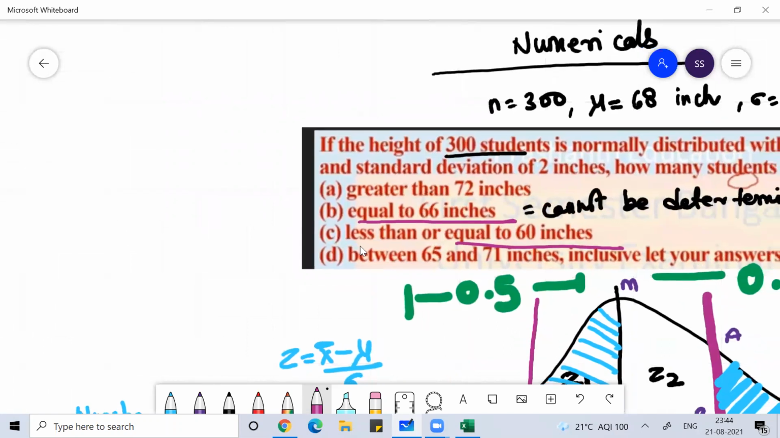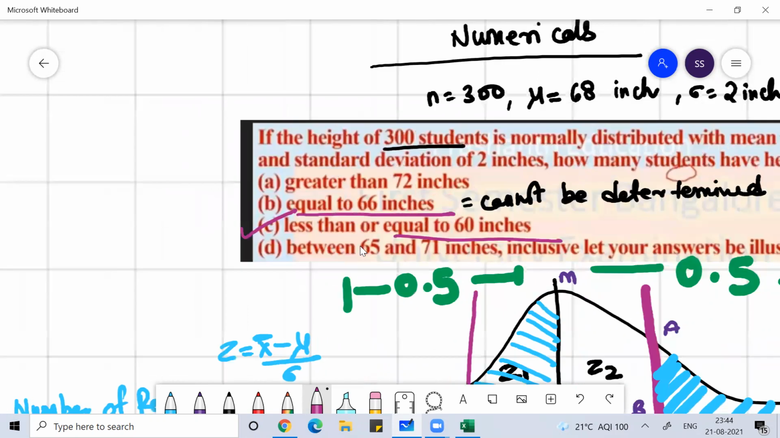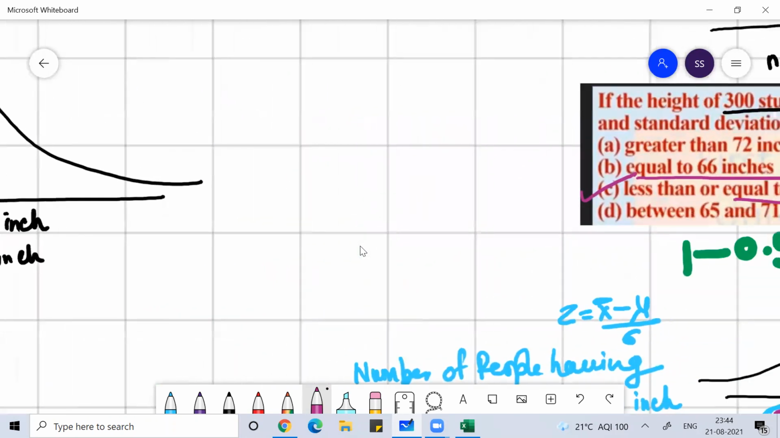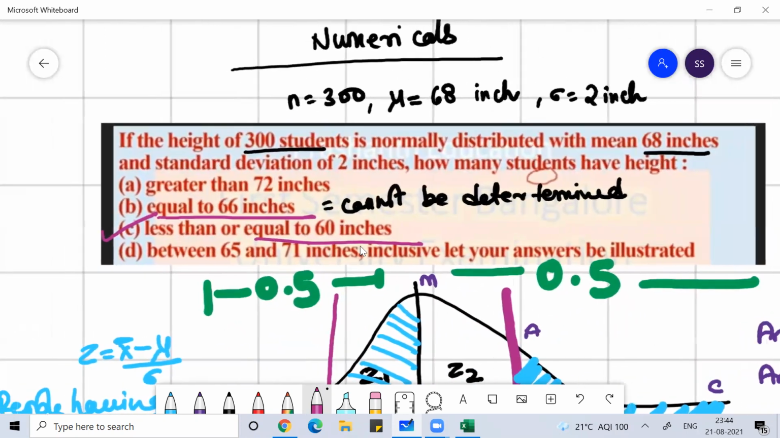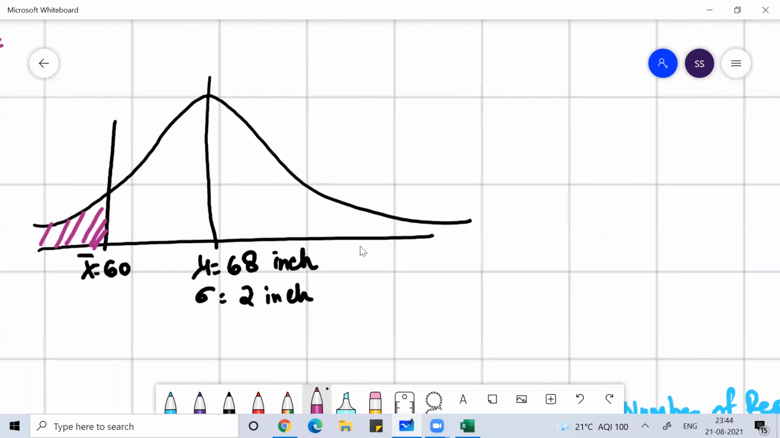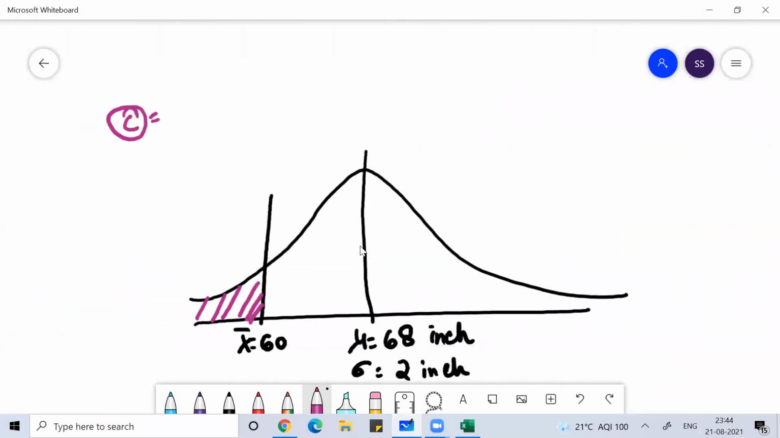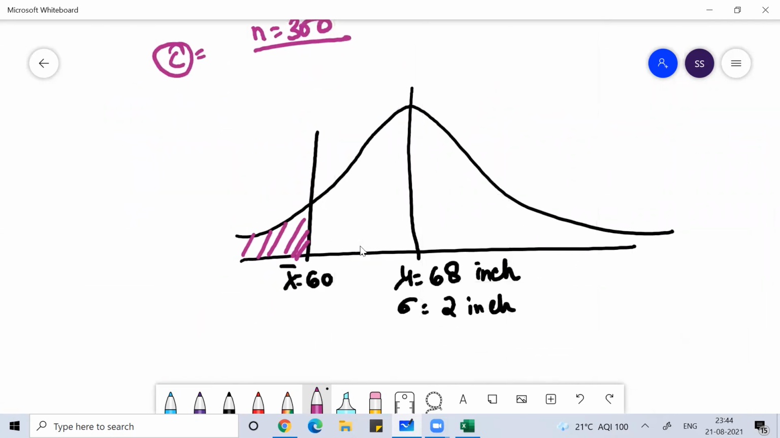Now the next part of the question is less than or equal to 60 inch. So here the population mean was 68, the standard deviation is 2, and the number of students is 300. So less than or equal to 60 means what area actually am I looking for?